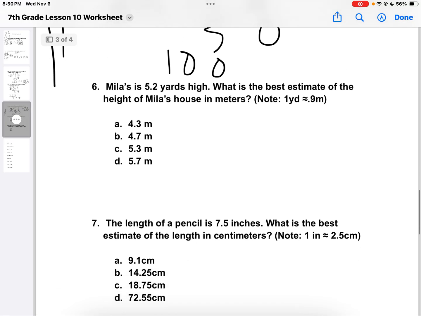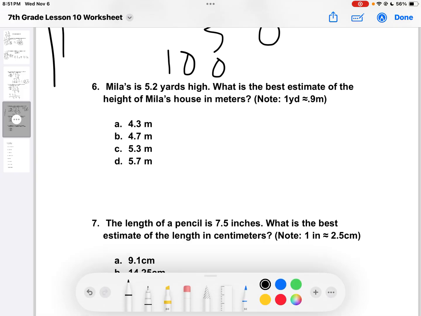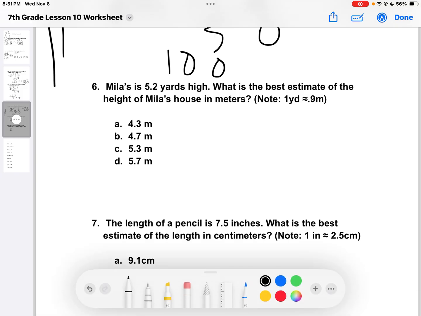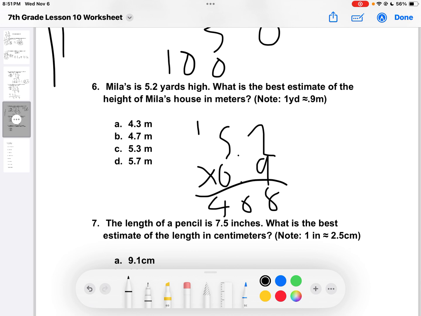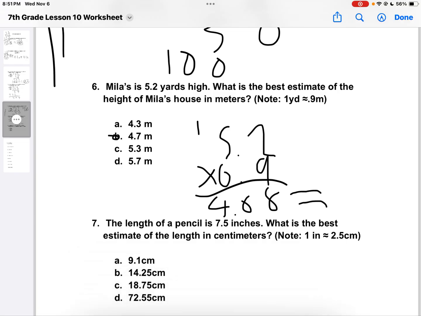Mila's house is 5.2 yards high. What is the best estimate of the height of Mila's house in meters? So if 1 yard equals 0.9 meters, we could just multiply 5.2 times 0.9. 2 times 9 is 18, transfer the 1. 9 times 5 is 45, plus 1 is 46, and 2 decimal places, so it'll be 4.68. But it says what's the best estimate, so we round to get 4.7. So the answer is B.